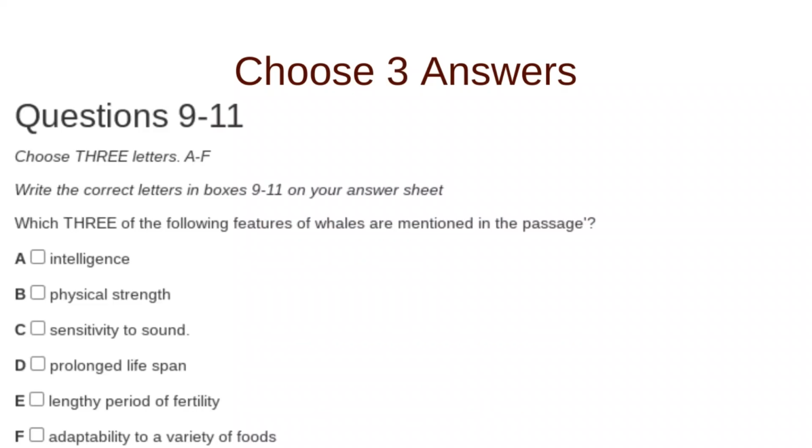And this is an example of choosing 3 answers from 6 different options. Choose 3 letters, A to F, which 3 of the following features of Wales are mentioned in the passage: A, B, C, D, E, or F. Again, you can see this represents questions 9, 10, and 11. So if you get all 3 options correct, you have 3 questions correct out of your total 40 questions for the reading section.